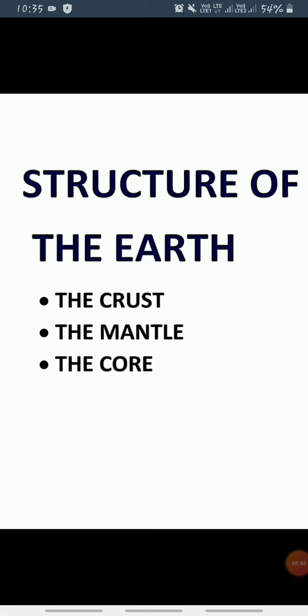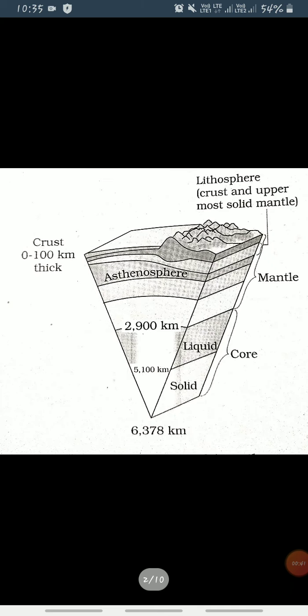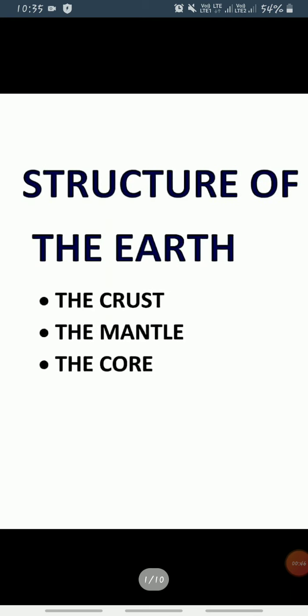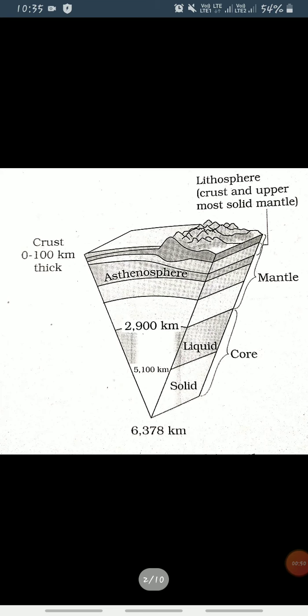So here we have three layers in the interior of the earth: crust, mantle and core, and we will understand about these layers with the help of the diagram. Okay, so let's start with the first layer, which is the crust. It is the outermost solid part of the earth. Now you can see in this picture the first layer is crust, and the thickness of this layer is 0 to 100 kilometers, and which is called lithosphere.